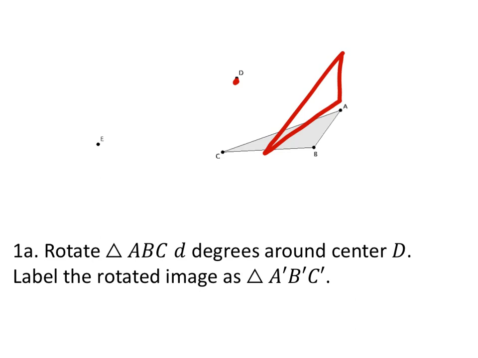Let's label this A prime, B prime, C prime. And that's all we wanted you to do. If you rotated it more or in the other direction, that's okay. But we were rotating around the center D specifically.